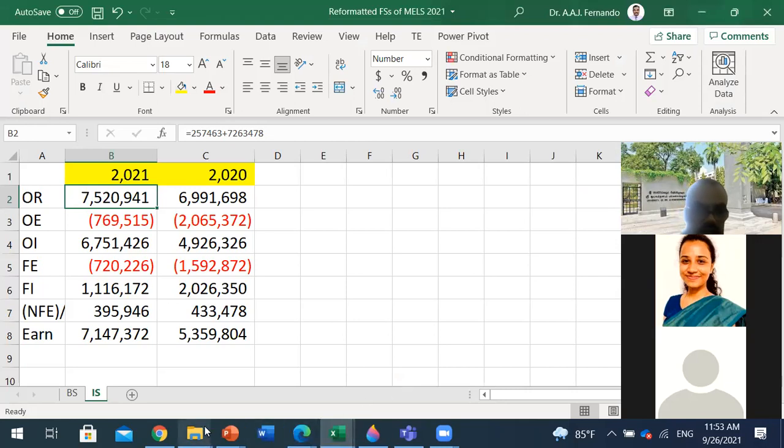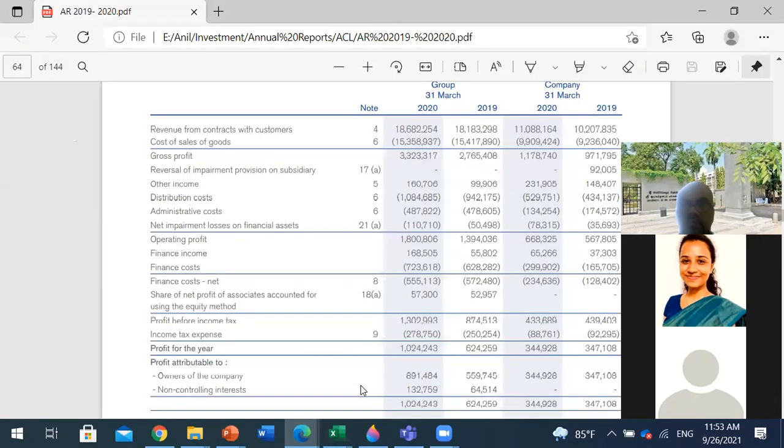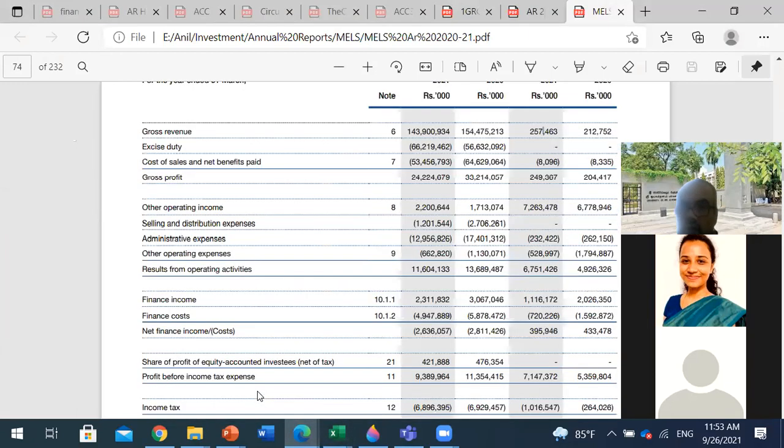Here you can see in Mailstar. Who is working at Mailstar Co? Sir, I'm working there. Ilakshi, can you tell us a little bit? Even I didn't go to the notes. If you go to note number 8, you will be able to see. Here it is a very exceptional situation. Gross revenue is 257 million, whereas other income, coming from different sources, is 7 billion. What are they, normally?